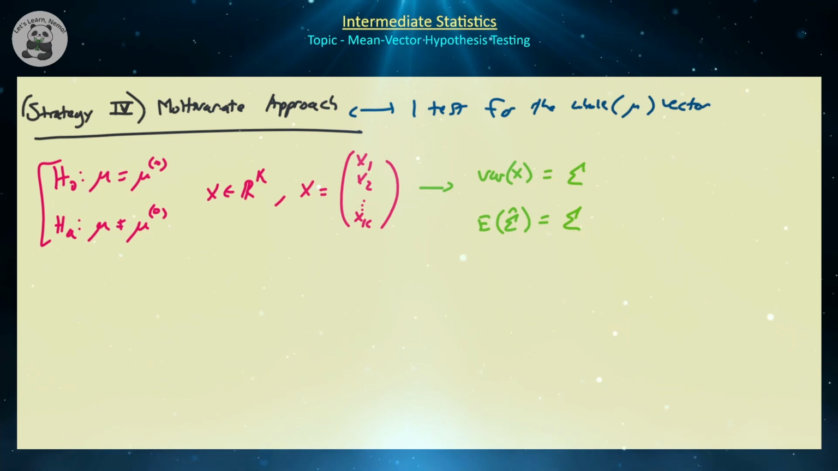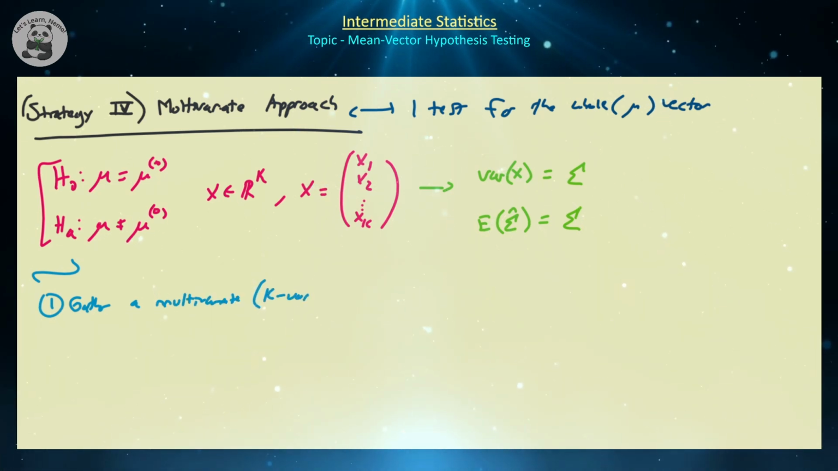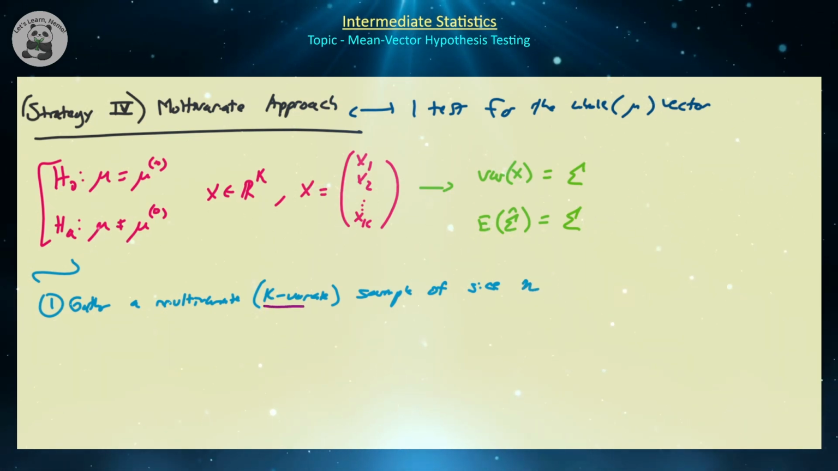So how would we do this multivariate approach, and how would that look from the gathering perspective? The first thing we need to do is gather a multivariate, or as some people say, a k-variate sample of size n. So we're going to be asking n individuals k questions. n is the number of people you ask, k is the number of features you're asking each of them, and hence we call it a multivariate sample. It's still one sample, but it's a sample with multiple questions in it.